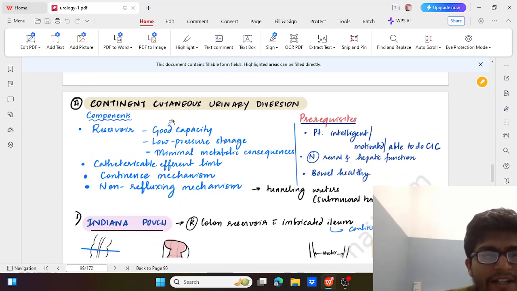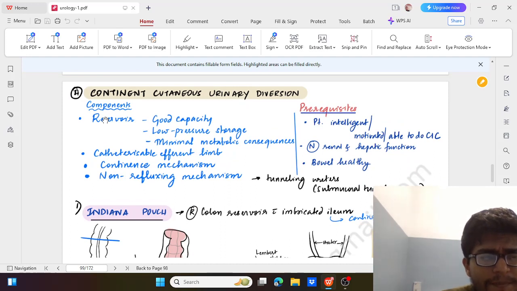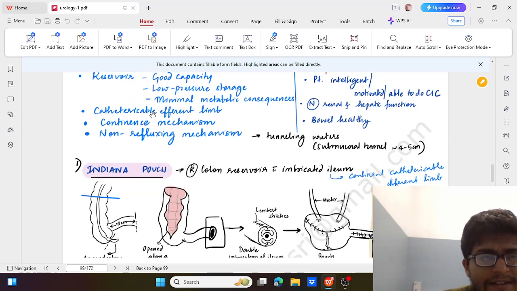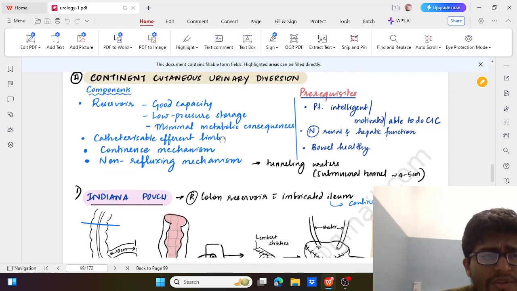So what is a continent cutaneous urinary diversion? As you can see, it is cutaneous, coming to the skin outside, and continent, so continence is maintained. Now coming to the components. It will need a reservoir that has good capacity, low pressure storage, minimal metabolic consequences, a catheterizable efferent limb, continence mechanism, and non-refluxing mechanism. So these are the components.